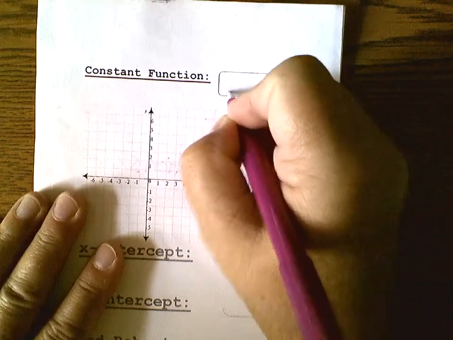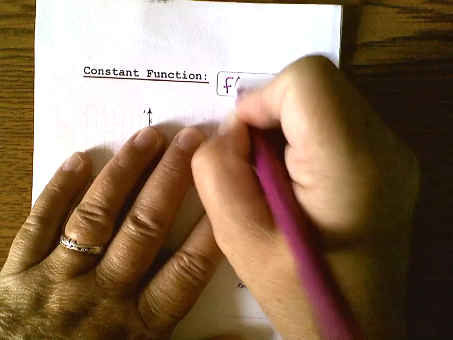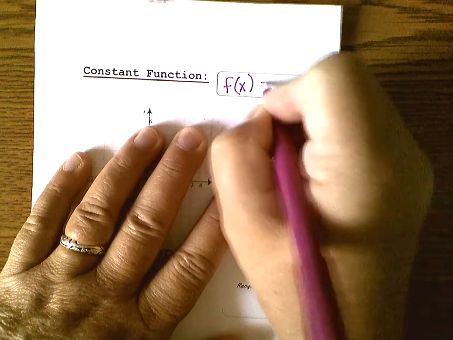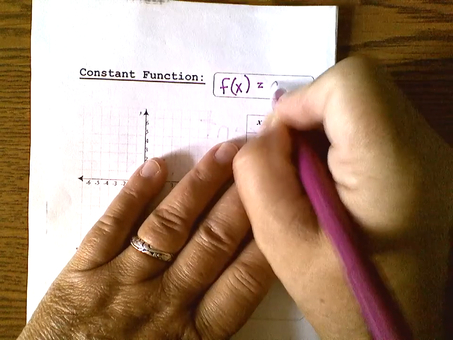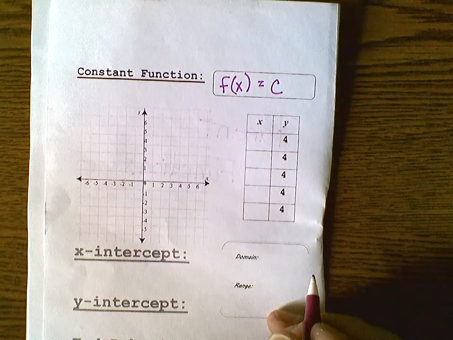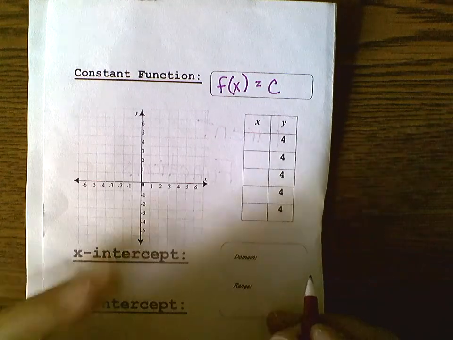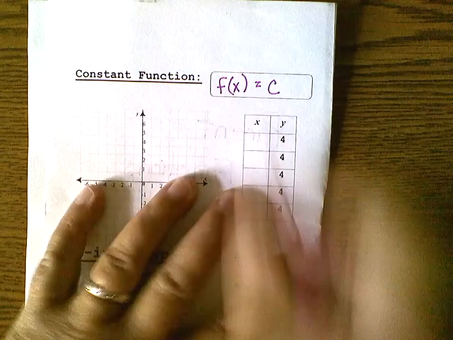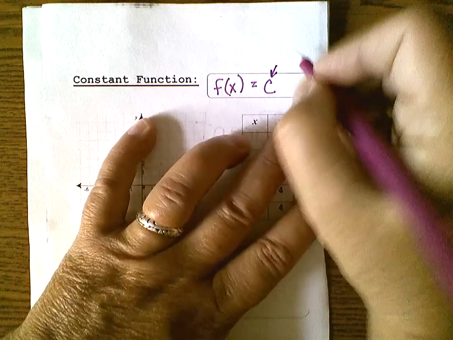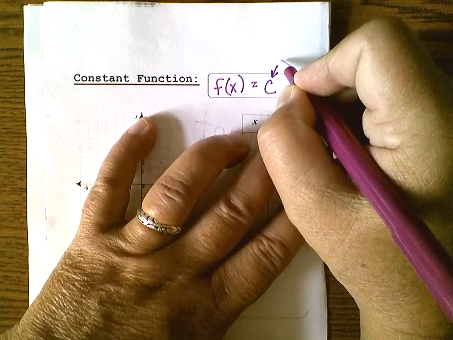The equation for the parent constant function is f of x equals c. We use the letter c to represent a constant, which is just a number. There's no x in the equation.